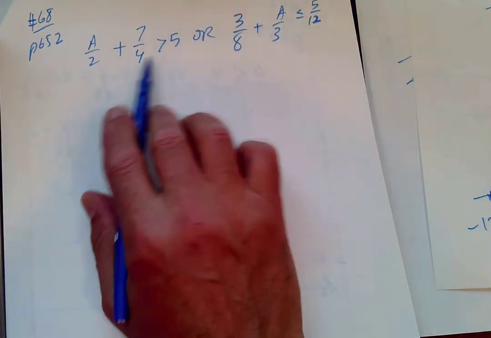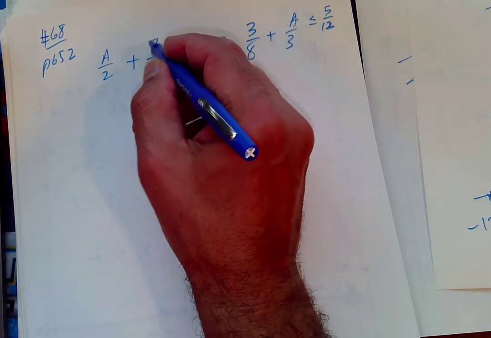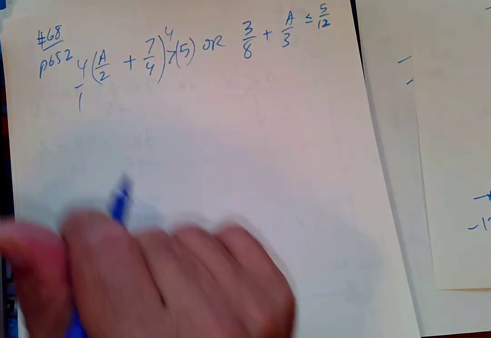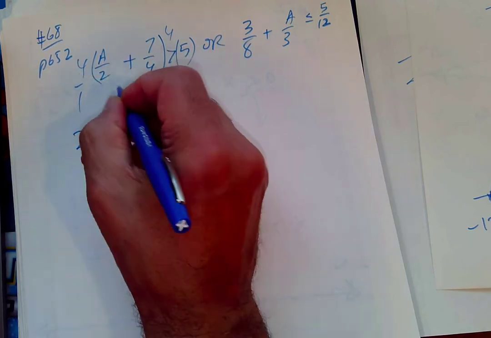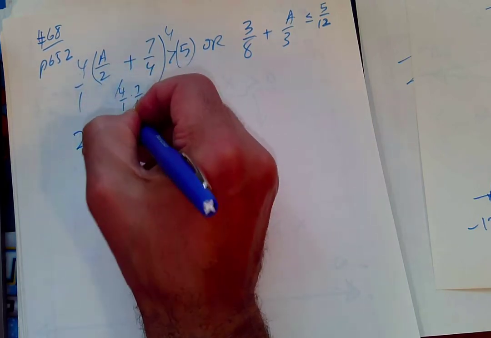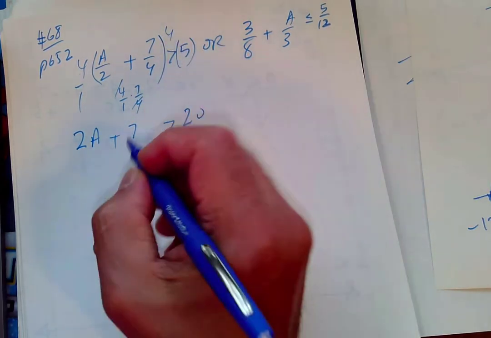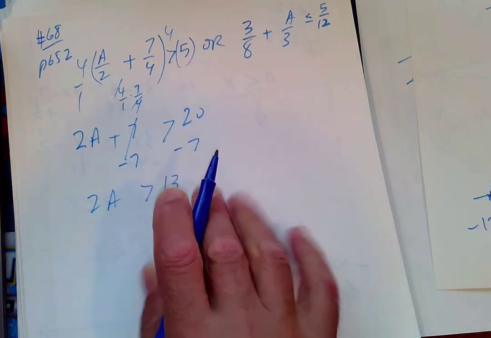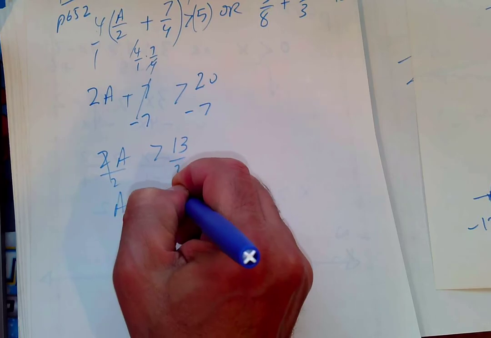So let's look at the first one. In the first one, we have to get rid of the fractions by multiplying everything by 4. And we're not flipping anything because 4 is positive. 4a/2 is 2a. 4 times 7/4 is just 7. That is greater than 4 times 5, which is 20. Subtract the 7. That's greater than 13. Divide by 2, a is greater than 6.5.